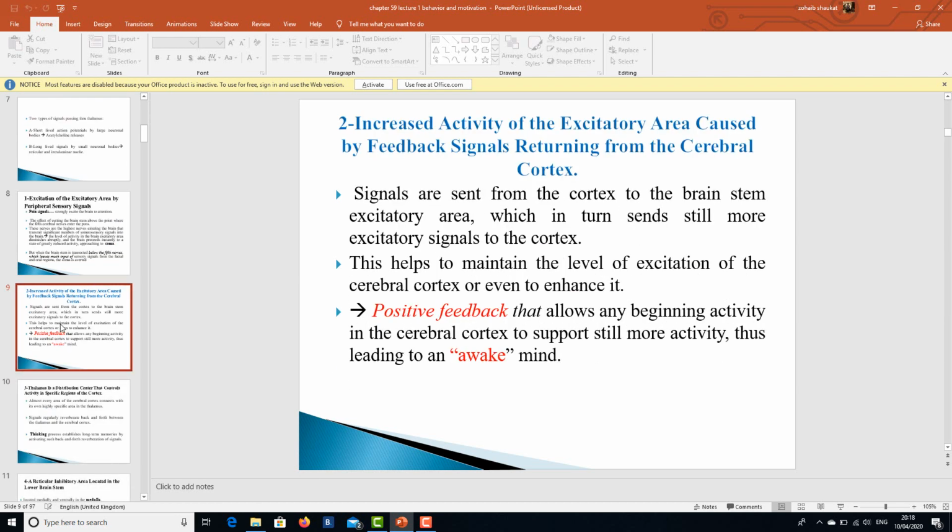Number 2 is the increased activity of the excitatory area caused by feedback signals returning from the cerebral cortex. The signals are sent from the cortex to the brainstem excitatory area, which in turn sends still more excitatory signals to the cortex. This helps to maintain the level of excitation of the cerebral cortex, or even to enhance it. It is positive feedback that allows any beginning activity in the cerebral cortex to support still more activity, thus leading to an awake mind.